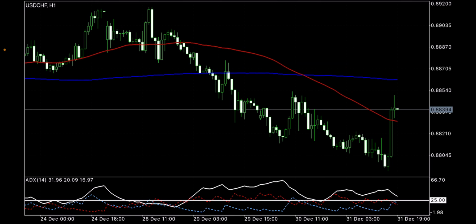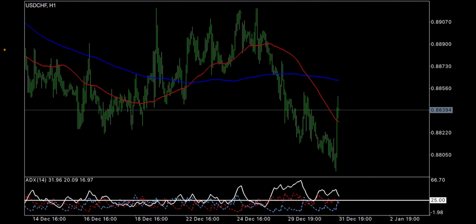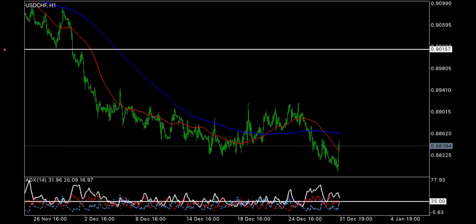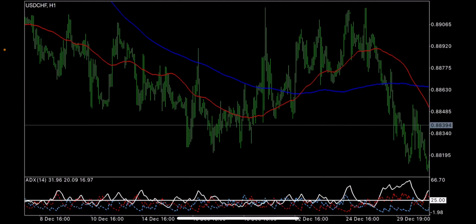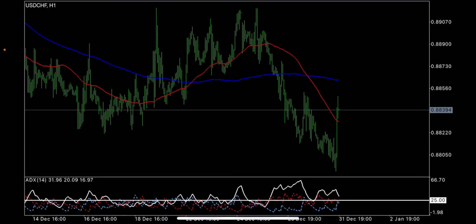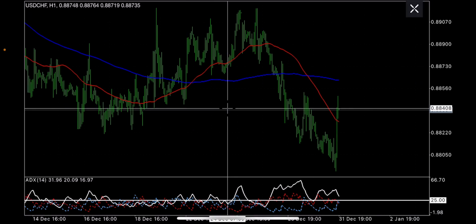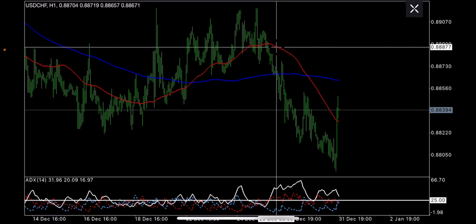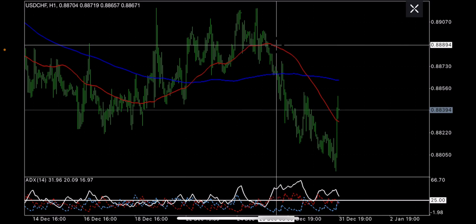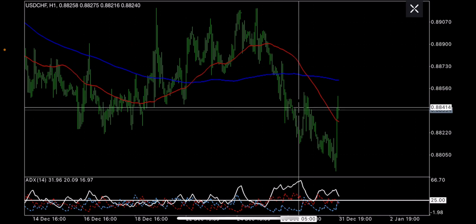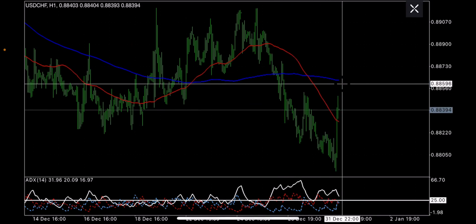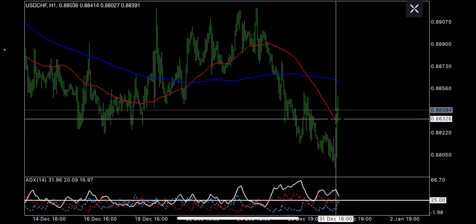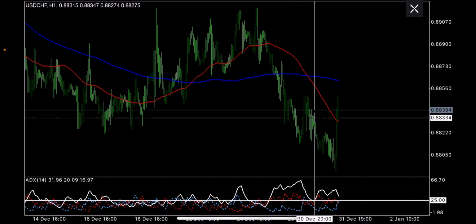We're on USD CHF, right? So we want to look at the trend. We're on a downtrend. We already know that because the blue line you see there is the moving average 200, and the red line is the moving average 60. Price is below that, so we know it's on a bearish run. The bears are completely in control.